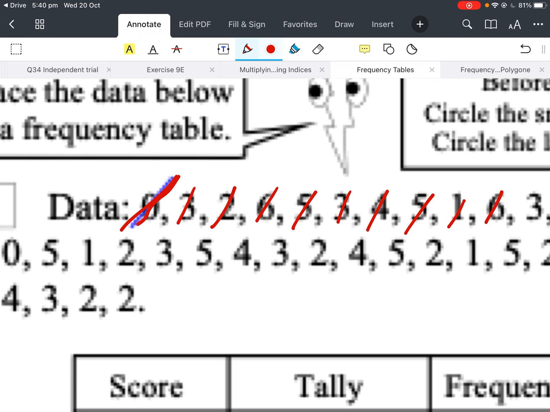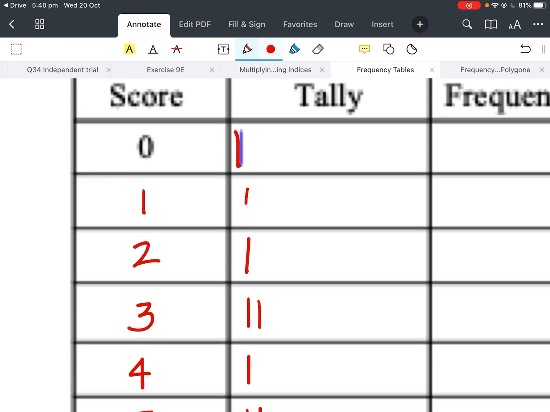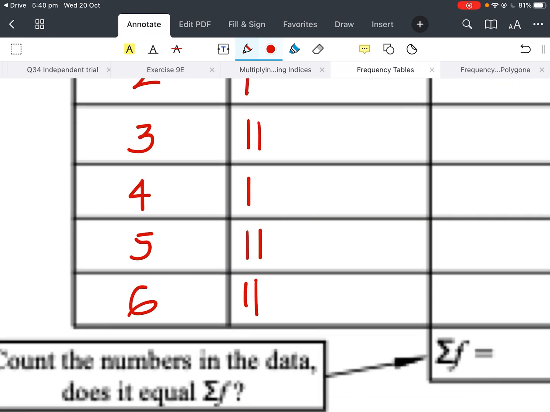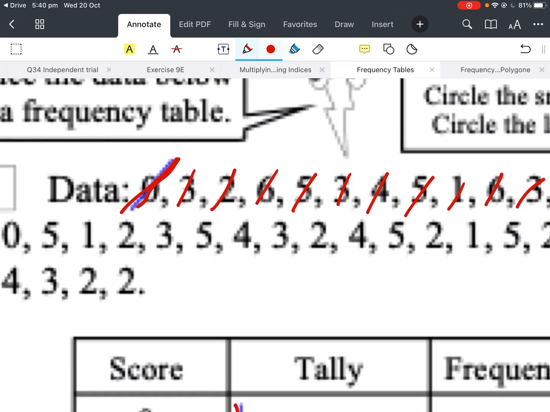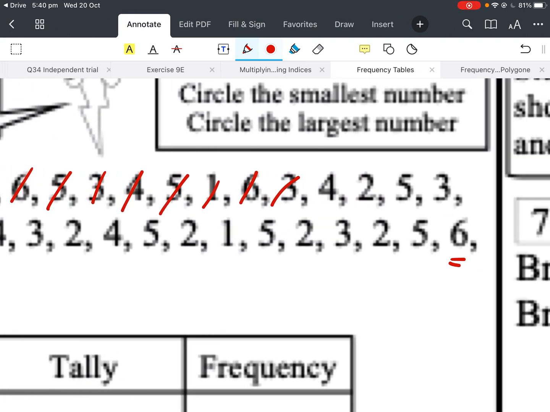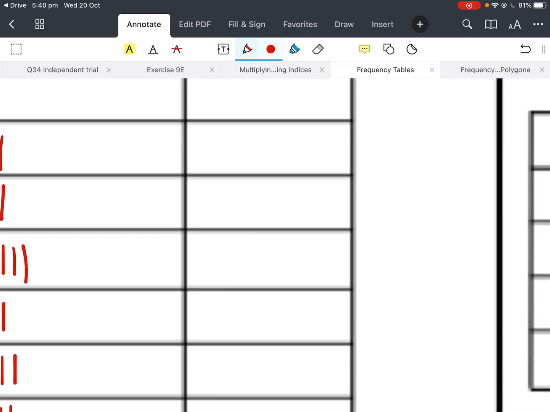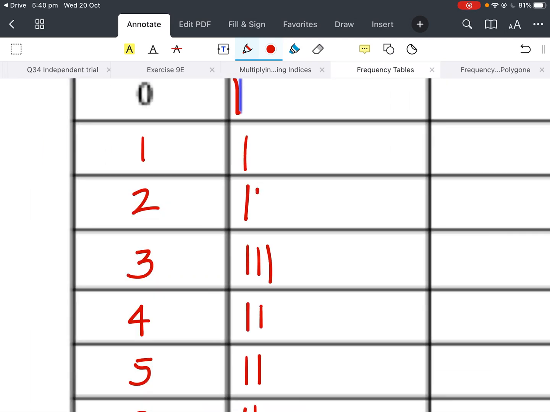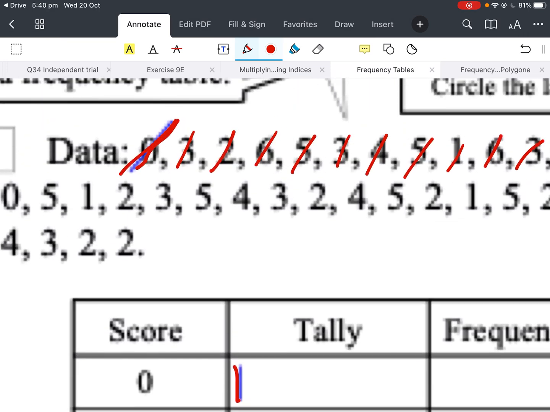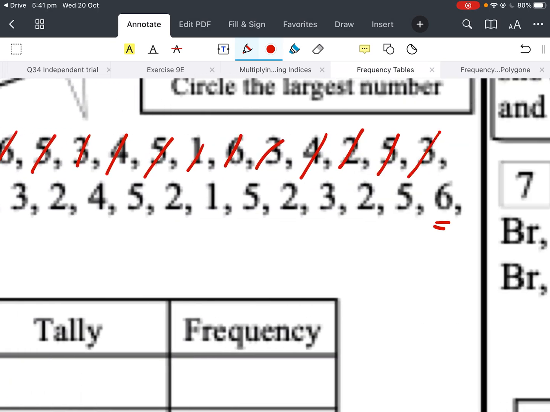Alright. 1, 6 and 3. Some people like to count them all up, but sometimes you can make mistakes. So this is actually the best way to do it. 4, 2, 5. You might be better off doing it one at a time until you remember what to do.